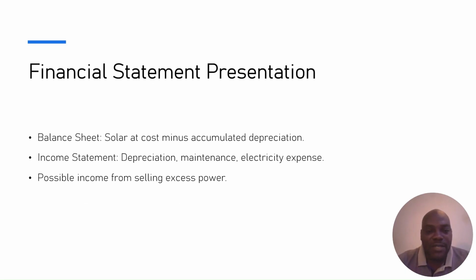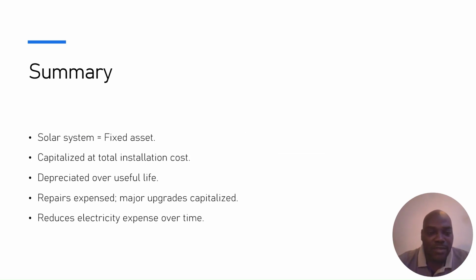Now in the financial statement, the solar system appears as a non-current asset under property, plant, and equipment. And then the accumulated depreciation value will also show under the non-current assets, giving us a net book value, which is the cost of the asset less the accumulated depreciation. So in our example, if the cost is 60,000 and the depreciation for the year is 6,000, then the net book value is 54,000. And this is going to be calculated on a yearly basis.